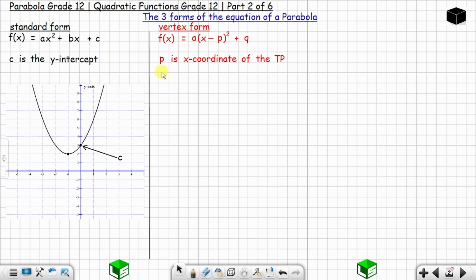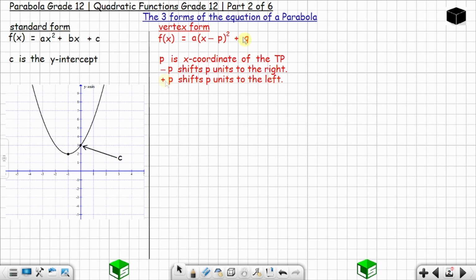When p is negative, this means that the parabola will shift p units to the right. You have to remember this. When we have a negative, you know that negative is always associated with left, but here, do the opposite. When the value of p is negative, the parabola is shifted p units to the right. When p is positive, the parabola is shifted p units to the left.